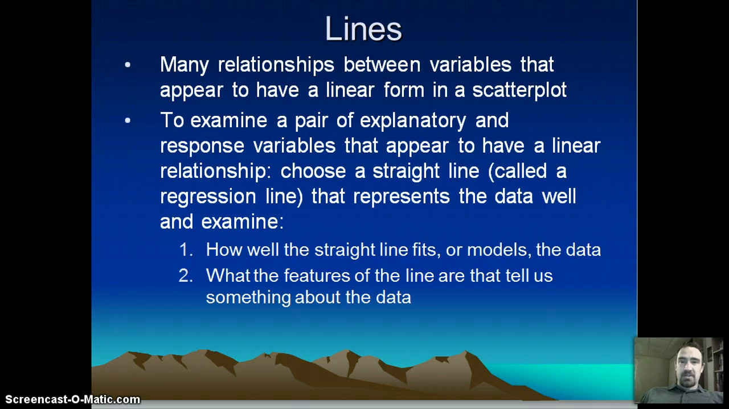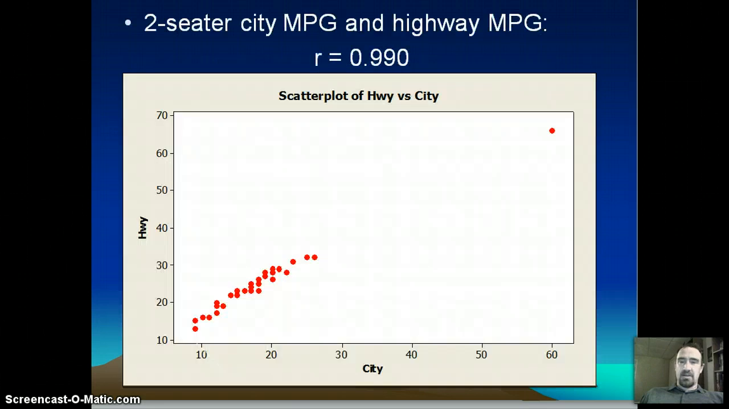To examine a pair of explanatory and response variables that appear to have a linear relationship, what we do is we choose a straight line. We call it a regression line that we think represents the data well. And we take a look at a couple important things. We look at how well the straight line fits or models the data. So we call this regression line a model for the data, and we want to see how well it does that. The other thing we want to do is examine what features of the line are telling us something about the data. So there's going to be some important numbers like the slope and the intercept that tell us something about the data. Let's take a look at a couple examples before we dig into the details.